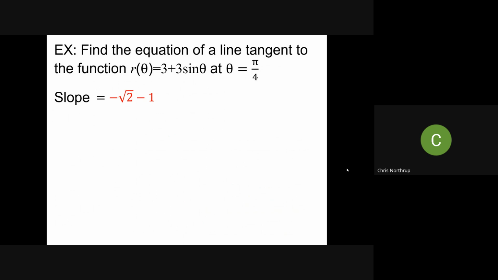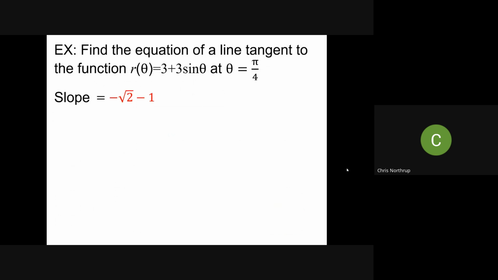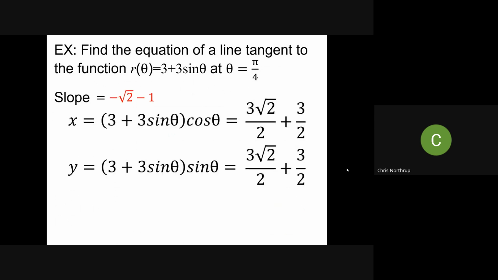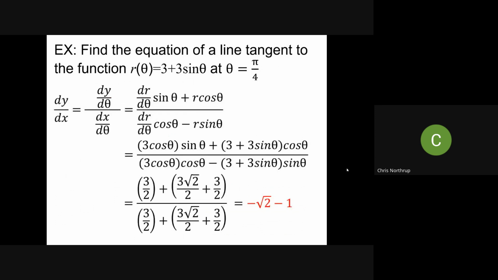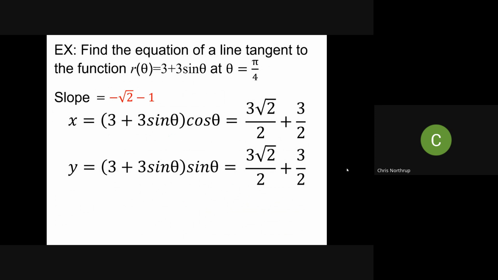And I also need to get my x and y coordinates. So using r of theta is 3 plus 3 sine theta, I actually kind of did that in my working of the derivative, and my numerator and denominator have those happening right there. Looks like I get 3 root 3 over 2 plus 3 halves. Double checking. Yeah. So those are my x and y coordinates.